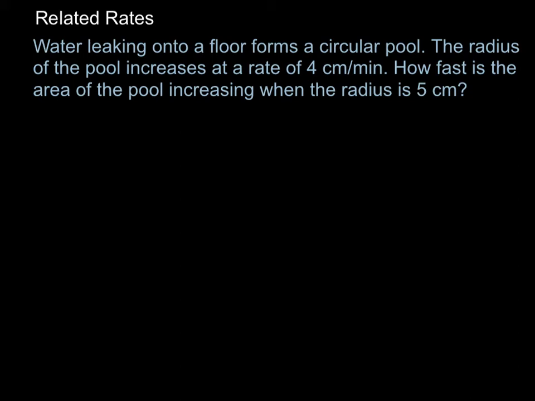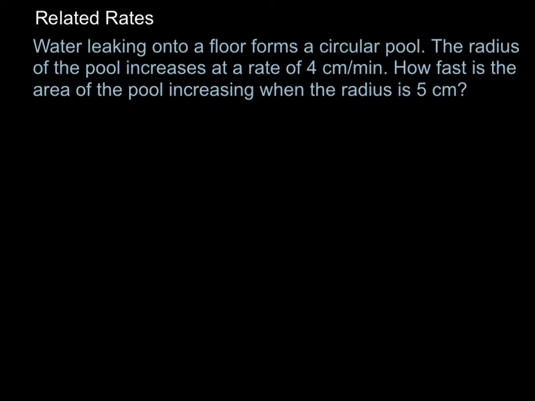For this video, we're going to be talking about related rates, which is basically a problem in calculus where we're trying to describe a change in one variable by analyzing the change of another variable. So let me explain. We have this example problem here where water leaking onto a floor forms a circular pool, and the radius of the pool increases at a rate of 4 centimeters per minute. How fast is the area of the pool increasing when the radius is 5 centimeters?